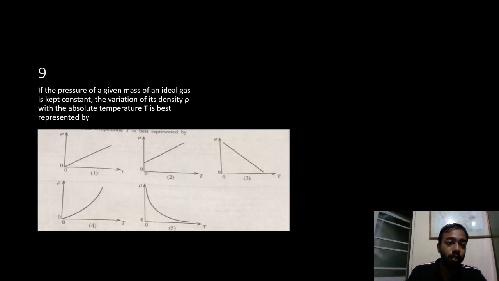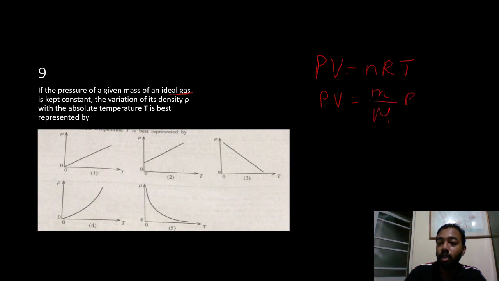Question number 9. If the pressure of a given mass of an ideal gas is kept constant, the variation of its density ρ with the absolute temperature T is best represented by. You can just consider the ideal gas equation here, because the question is asking about an ideal gas. So it's PV equals nRT. This can be written as PV equals, n can be written as mass M divided by the molar mass, RT.